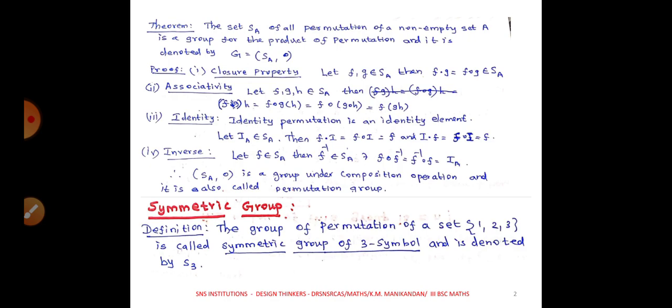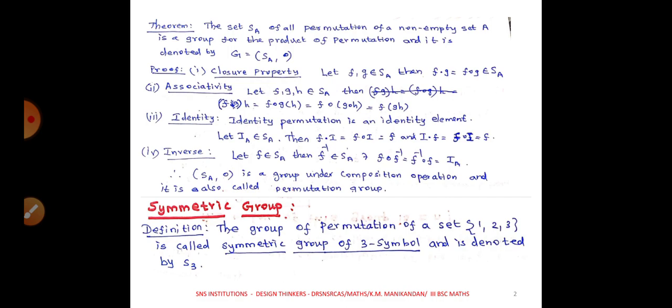First, let capital A be a non-empty set. The set S_A of all permutations of a non-empty set A is a group for the product of permutations, and it is denoted by G = S_A, composition. Here, for a non-empty set A, we are constructing the set of all permutations. We have to prove that this set forms a group under the composition of permutations.